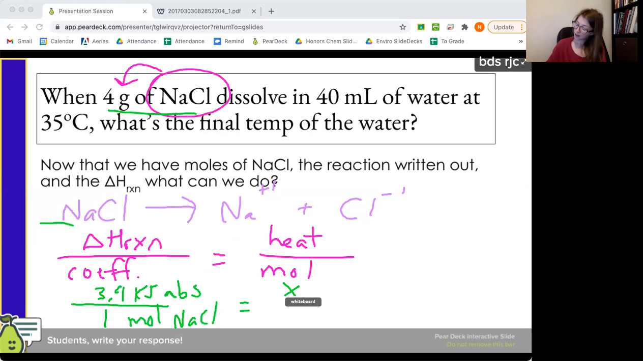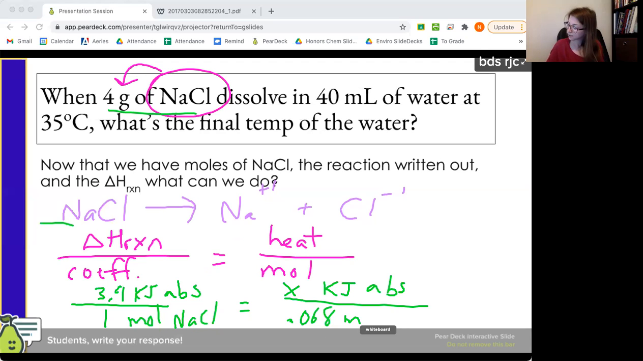We're going to be able to find how many kilojoules of heat are absorbed by this reaction when we have, remember we did the 4 grams, we turned it into moles already, and we got 0.068 moles of NaCl. So we're able to do this proportion, and that's going to allow us, once we cross multiply, to know how much heat was absorbed by the reaction in this case.